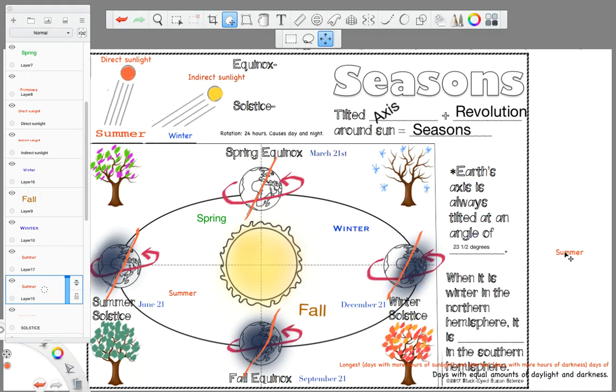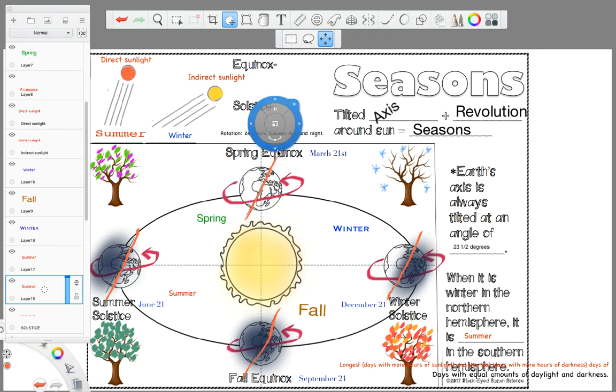So the seasons are opposite. So when it is winter in the northern hemisphere, so right here, and you can see the northern hemisphere is pointed away from the sun, this southern hemisphere is pointed towards the sun. So our winter is their summer. So I'm going to put summer right here. So when it is winter in the northern hemisphere, it is summer in the southern hemisphere. So when it's our spring, it's their fall. And you can remember that just by looking at the opposite season as you look back on this illustration.